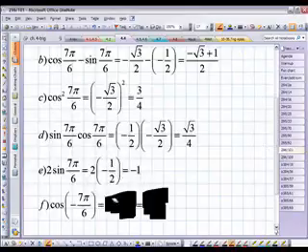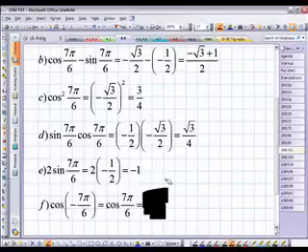Cosine of negative 7 pi over 6. Well, there's several different ways to do this, but one way to think about it is that cosine is an even function. So cosine of negative 7 pi over 6 will be the same as cosine of positive 7 pi over 6, which we know, of course, is negative rad 3 over 2.